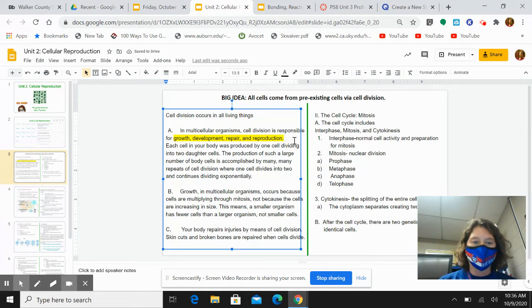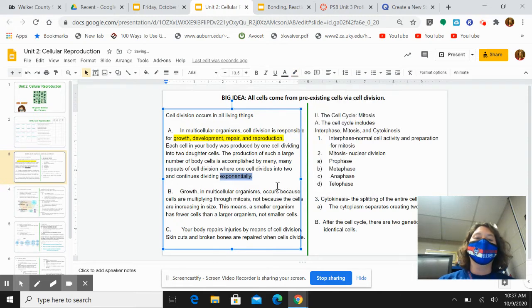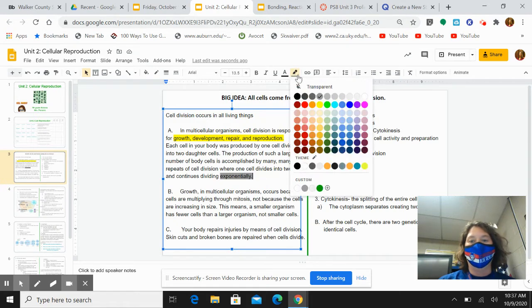Amen. Each cell in your body was produced by one cell dividing into 2 daughter cells. The production of such a large number of body cells is accompanied by many, many repeats of cell division where one cell divides into 2 and continues dividing exponentially. Highlight that word, exponentially. Have you talked about exponents in math yet? Okay, so when you divide exponentially, that means that it happens a whole lot really, really, really fast.